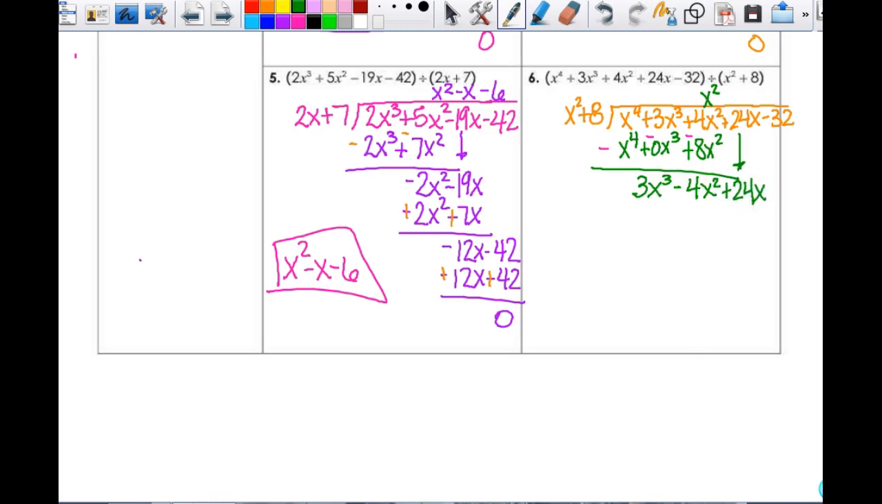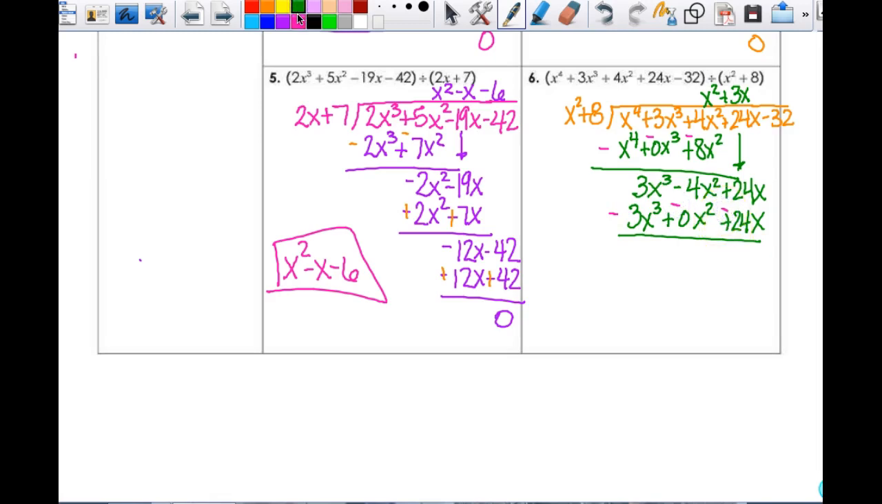Everybody with me? So x squared goes into 3x cubed, and what do I get? 3x. It is a positive 3x. So this gives me 3x cubed. Then 3x times 8 is a positive 24x. This doesn't have a term here, so that's plus 0x squared. Fill it in so you don't do anything weird. Then you change your signs.